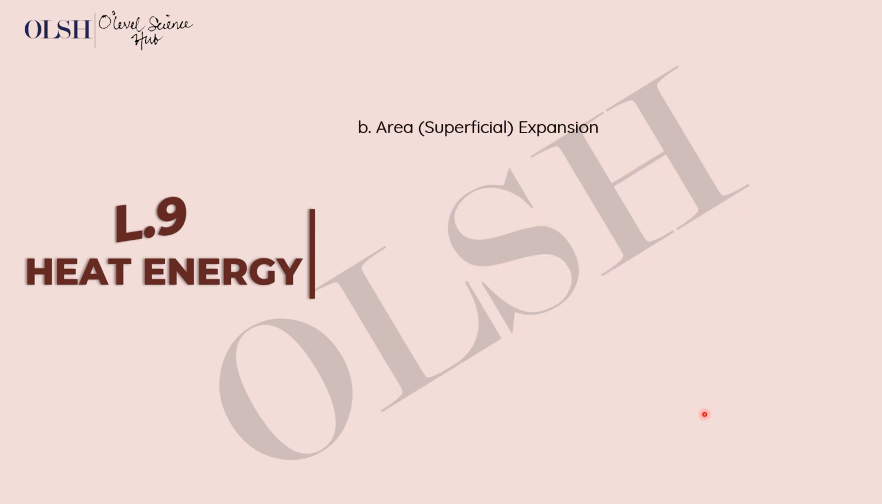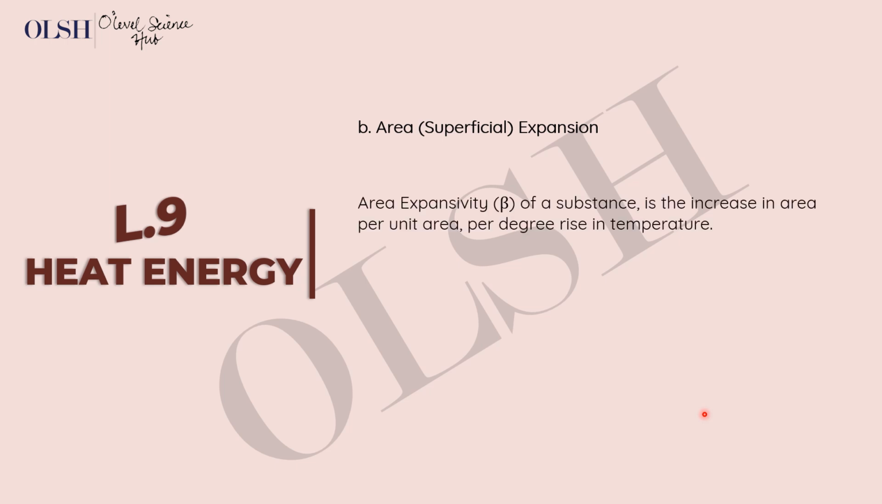Now let's move to the area expansion or superficial expansion. Here we hope to explore the increase in area of an object that is heated. Area expansivity of a substance is the increase in area per unit area per degree rise in temperature. We represent area expansivity by the beta sign, and we represent the linear expansivity by the alpha sign. So whenever you see this beta sign, you know we're talking about area expansivity. Whenever you see the alpha sign, we're talking about linear expansivity. So it can be represented as this.